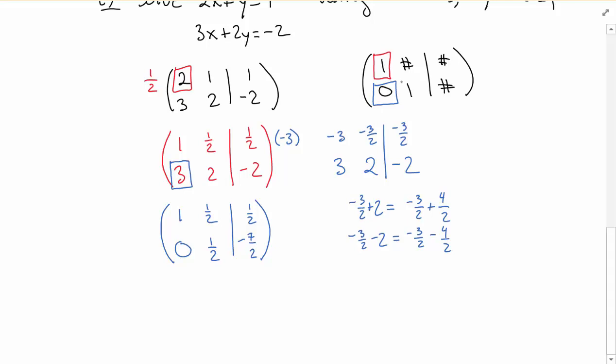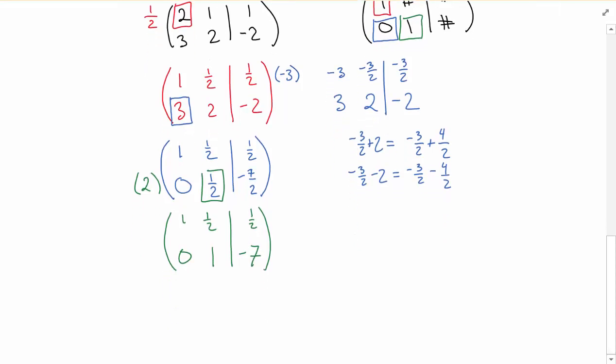I'm going to move over to the next column because there's no more down to go. I want a 1 there. Currently I have a half. The way that I can make that a 1 is multiply that second row by 2. So not doing anything in the first row: 1, 1 half, 1 half. 2 times 1 half is 1, and 2 times negative 7 halves is negative 7.